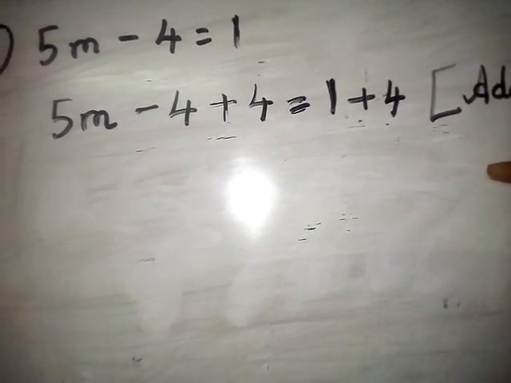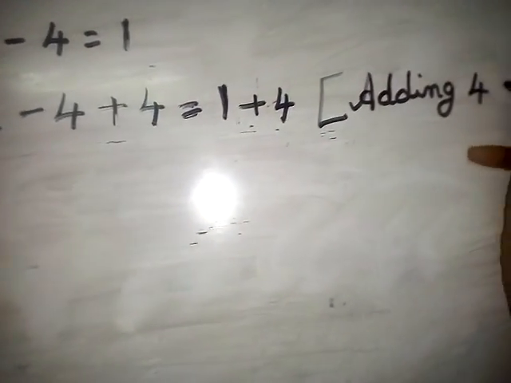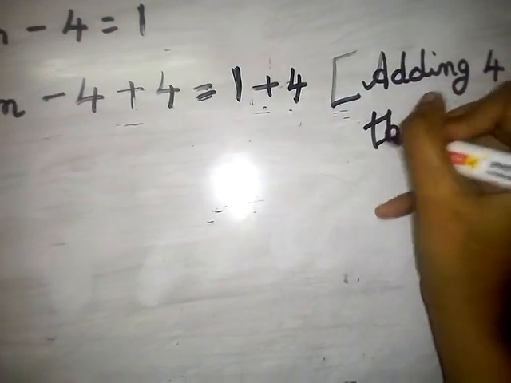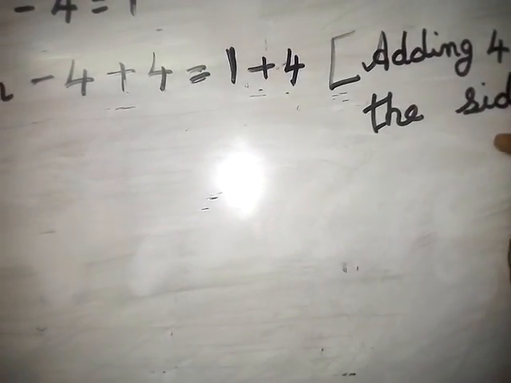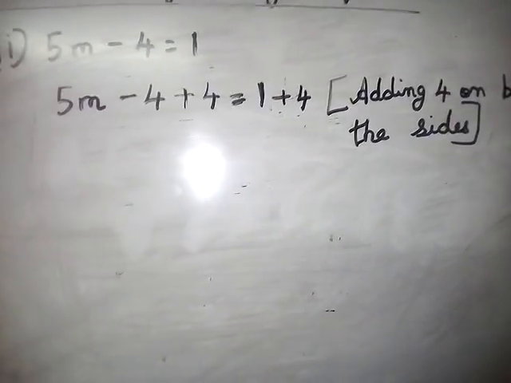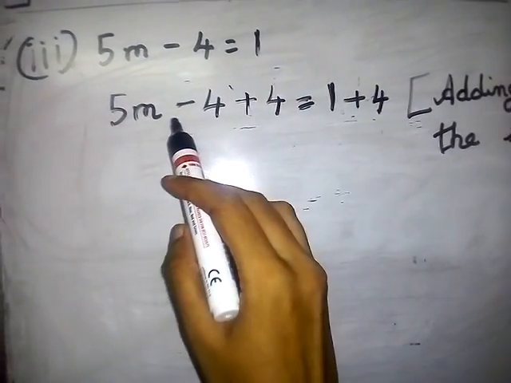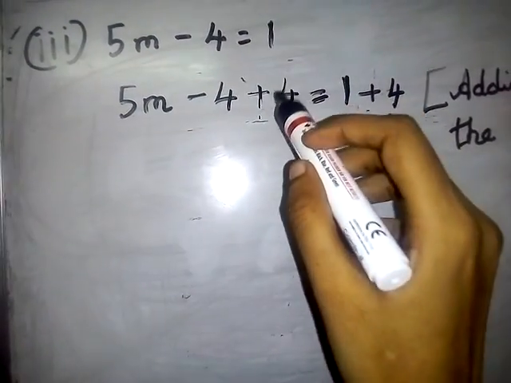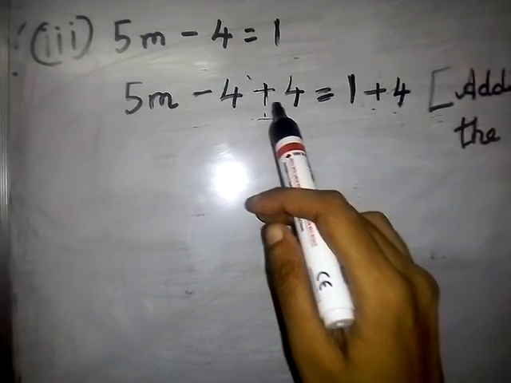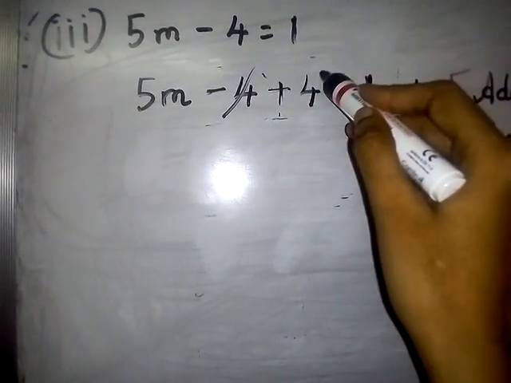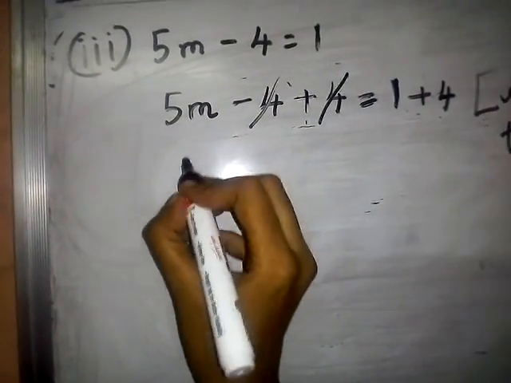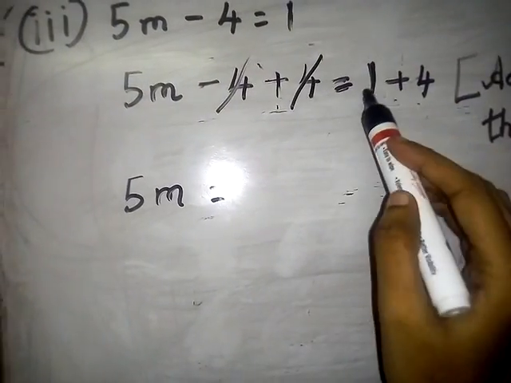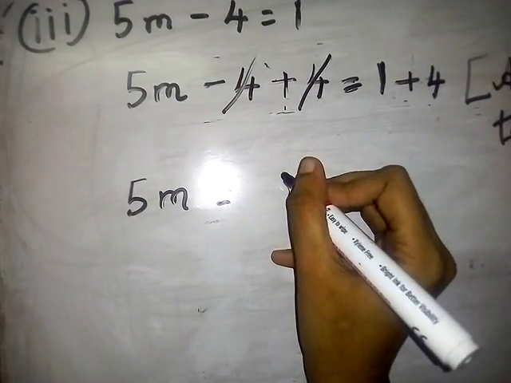So your reason is adding 4 on both the sides. Minus 4 plus 4 get cancelled. Any number you subtract from itself, the answer is 0, so that's why you have to do cancellation. Number with variable, write as it is. Now add this one: 1 plus 4 is 5.